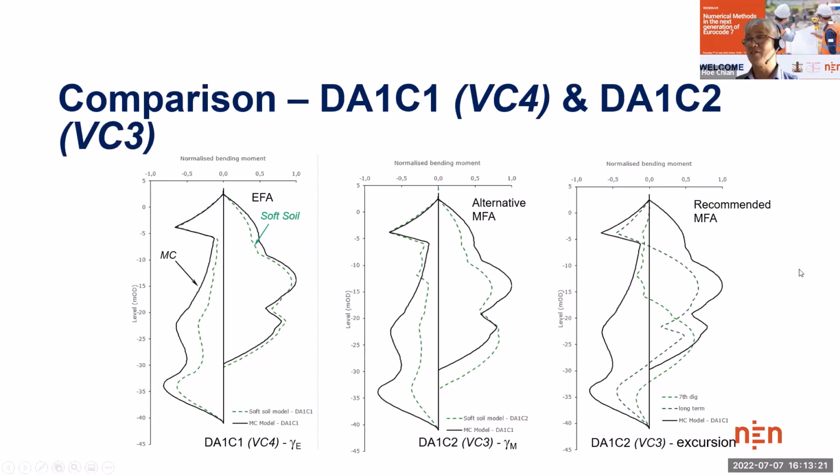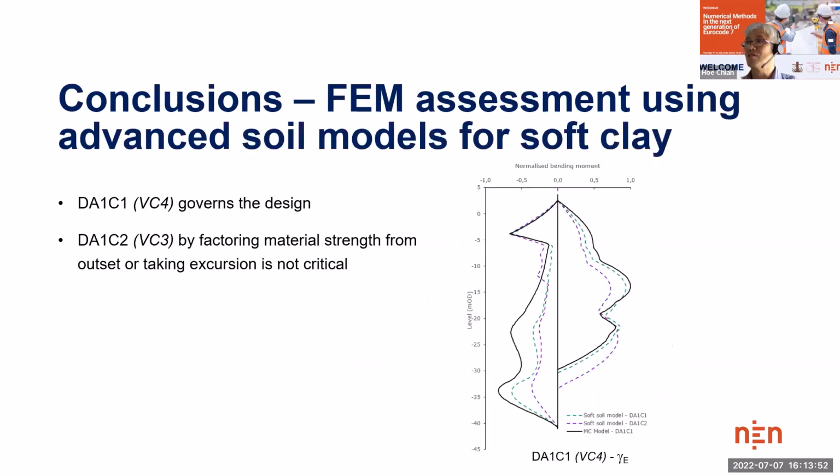I plotted the same sort of output, comparing the Mohr-Coulomb and the soft soil output, and you can see that the effect factor approach or verification case 4 is governing the design, and the material factor approaches are less critical, whether you undertake it using the alternative or recommended method. So in conclusion, for the soft clay site, again, verification case 4 governed the design, and verification case 3, by factoring material from outset or taking excursion, is not critical.